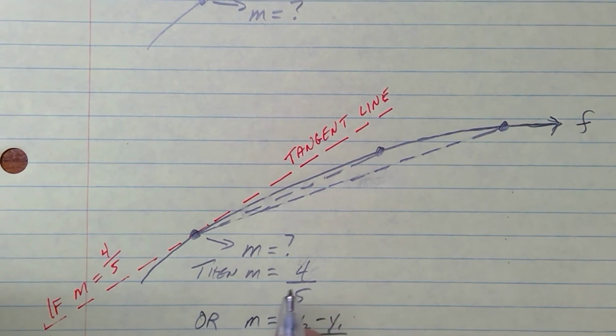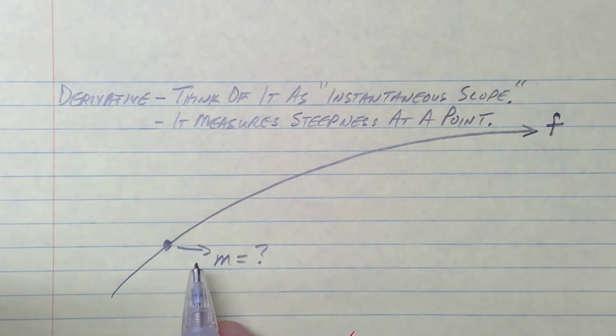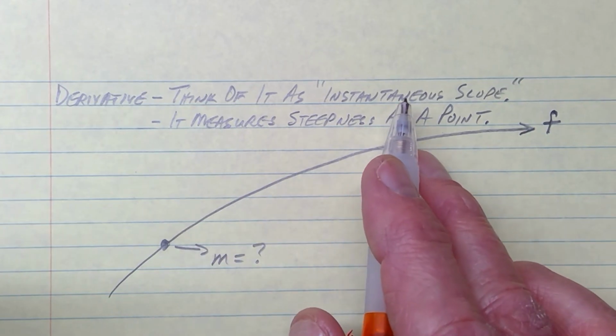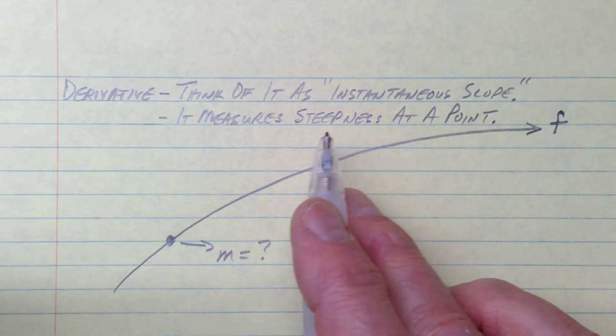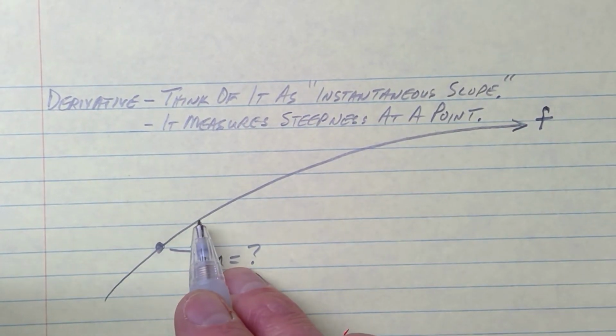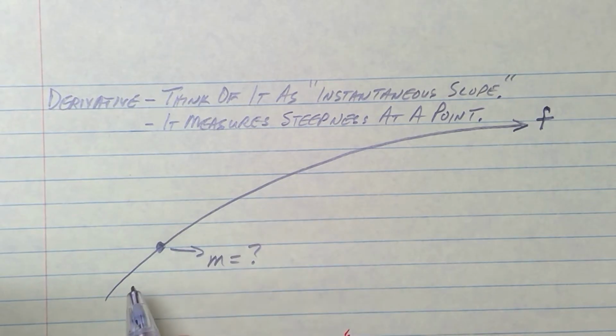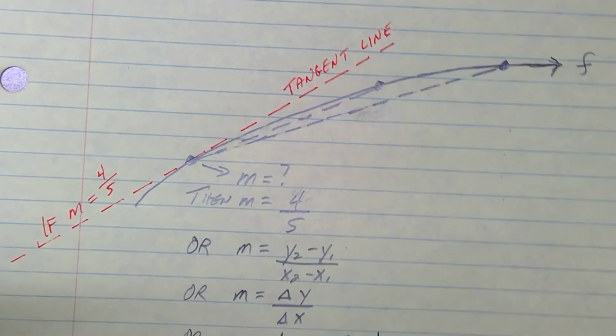So that's just a simple explanation of derivative. Derivative is the velocity or the slope at a particular instant in time, instantaneous slope, the steepness at a point. So I could have a derivative here, a derivative here, a derivative here. They're all going to be different. It's measuring how steep the line is at that point.